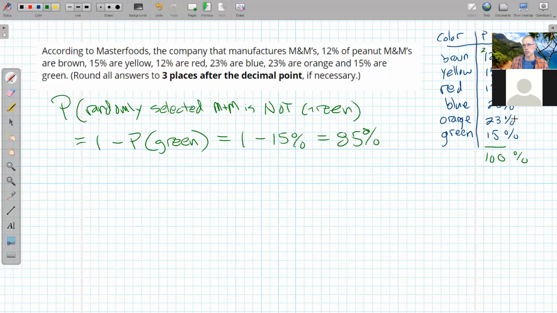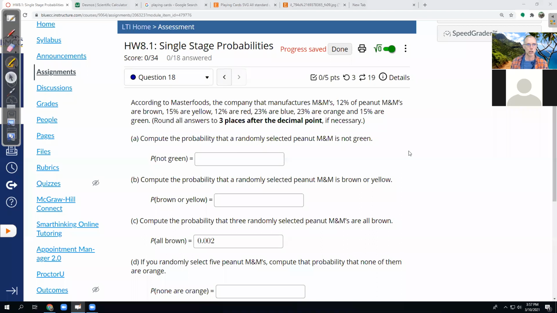To check that, we could just add up all of these other ones, 12% plus 15 plus 12 plus 23 plus 23, and see what it adds up to, because those are all the not green options. But the point of this one was to think complementary probabilities, 1 minus its complement. So 85% for that one. All right, that wasn't too bad.